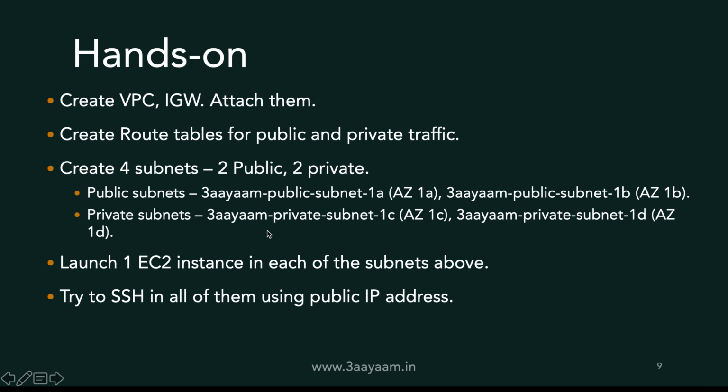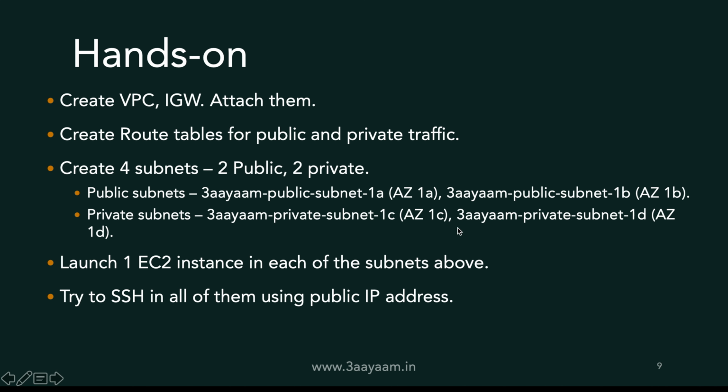Now, these are the names, so just creating the subnets with public and private name does not make them public subnet and private subnet. We'll have to associate the route tables that we create. So the public route table would be associated with public subnets and the private route table will be associated with the private subnets. Then I will launch one EC2 instance in each of the subnets above.